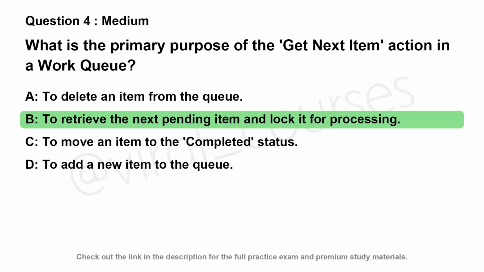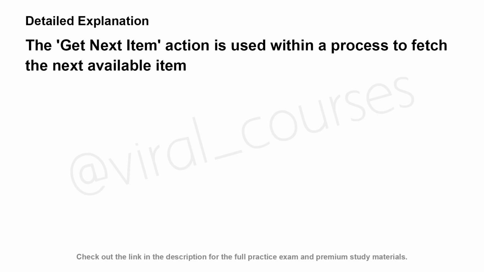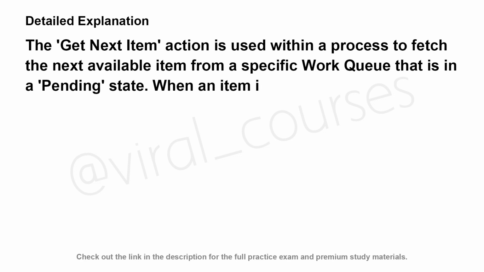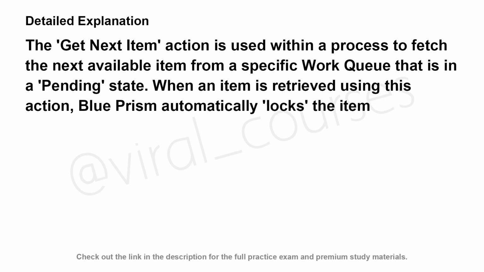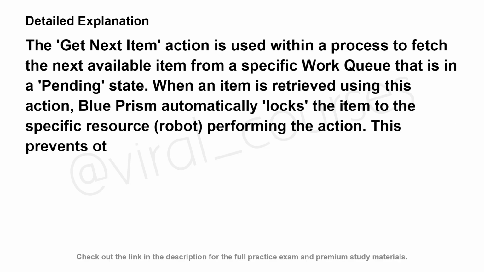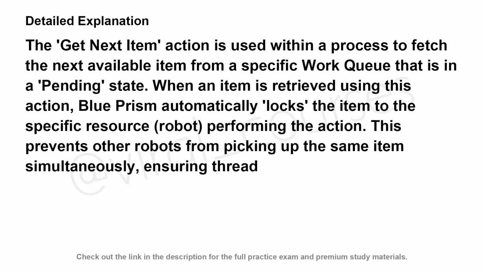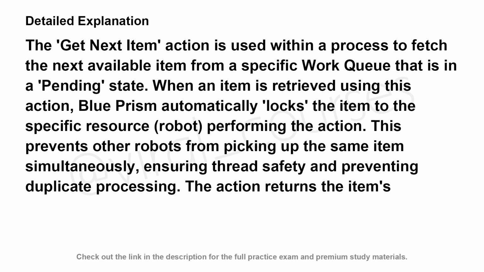The correct answer is B. The Get Next Item action is used within a process to fetch the next available item from a specific work queue that is in a pending state. When an item is retrieved using this action, Blue Prism automatically locks the item to the specific resource, the robot performing the action. This prevents other robots from picking up the same item simultaneously, ensuring thread safety and preventing duplicate processing. The action returns the item's data and a unique item ID.